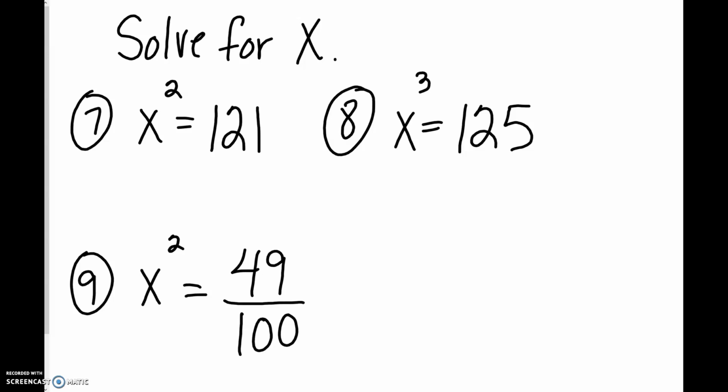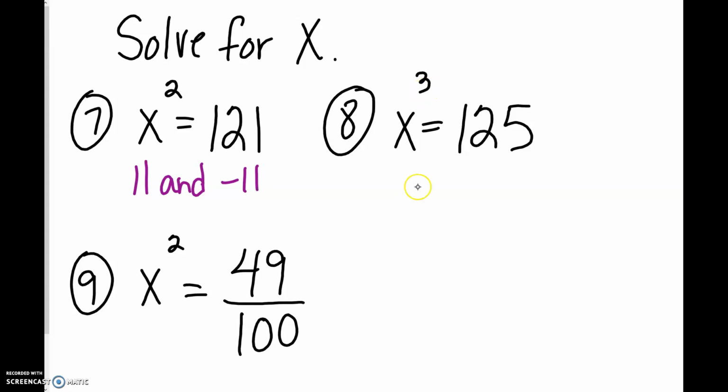All right, solve for x. What number squared gives you 121? Now remember, you can take 11 times 11, and remember there is a second number, and that you can take negative 11 times negative 11.